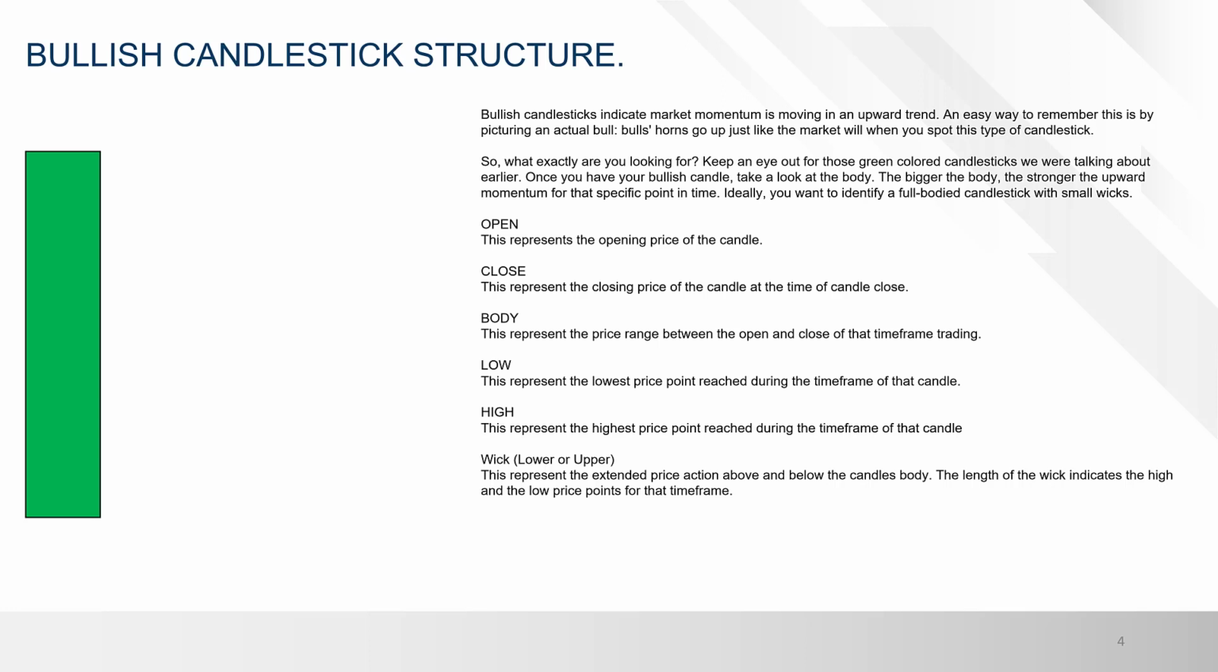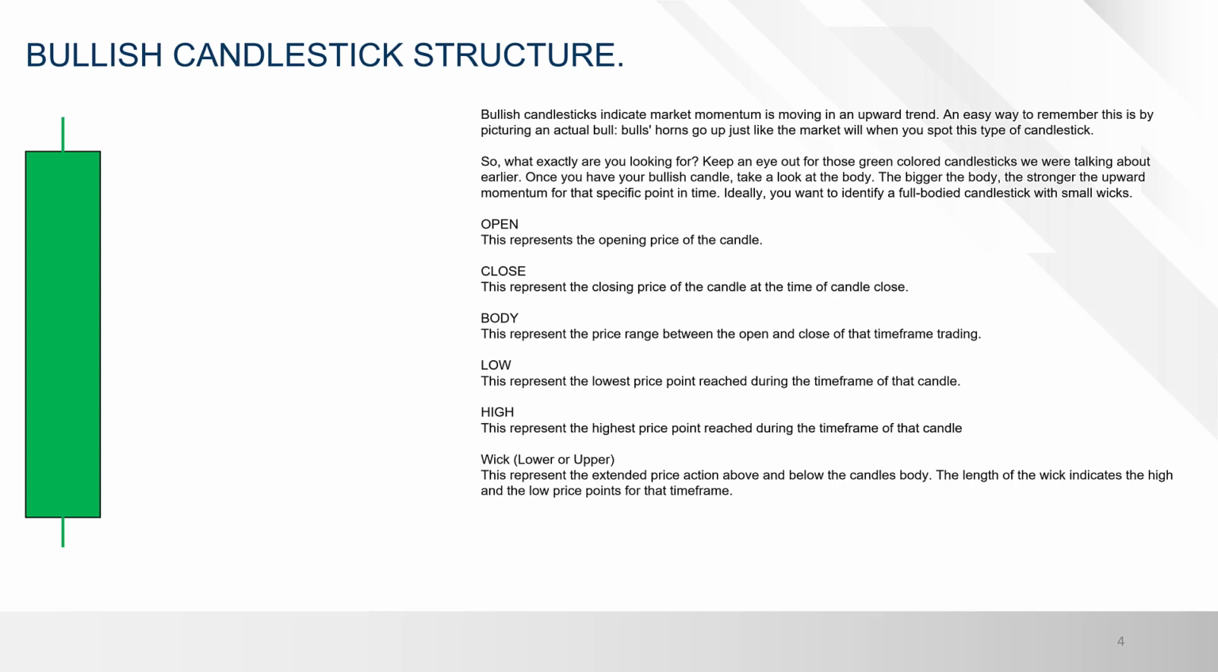Keep an eye out for those green colored candlesticks we were talking about earlier. Once you have a bullish candle, take a look at the body. The bigger the body, the stronger the upward momentum for that specific point in time. Ideally, you want to identify a full-bodied candlestick with small wicks or no wicks at all.